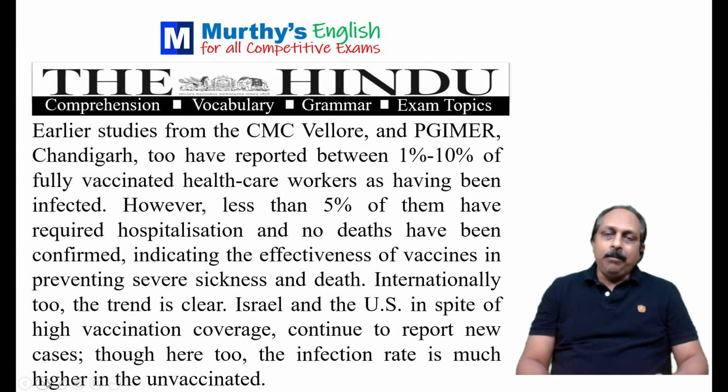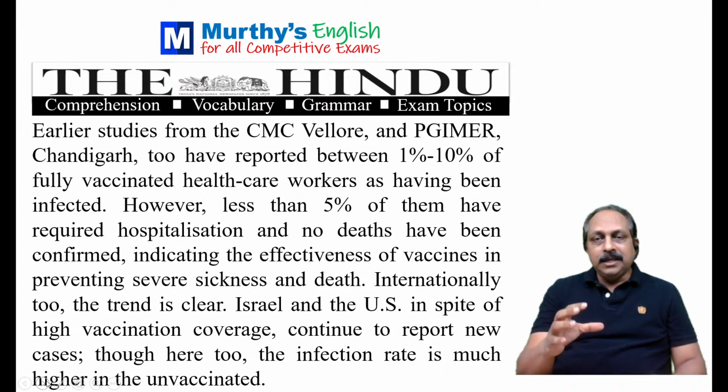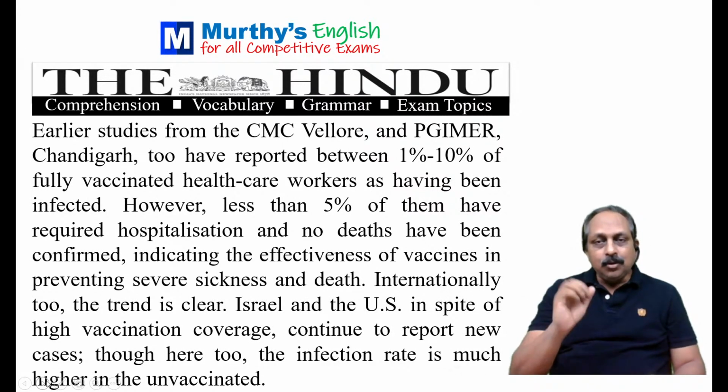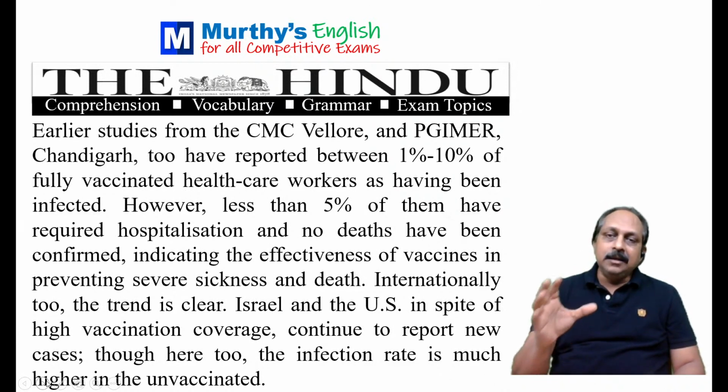Now, there's something important over here. Though those who have taken both the doses have been reinfected, the fatality is not that severe. However, less than 5% of them have required hospitalization. No deaths have been confirmed, indicating what? The effectiveness of vaccines in preventing severe sickness and death. They're not able to stop the Delta variant, but the vaccines are able to stop severe sickness and death. That is something very positive.